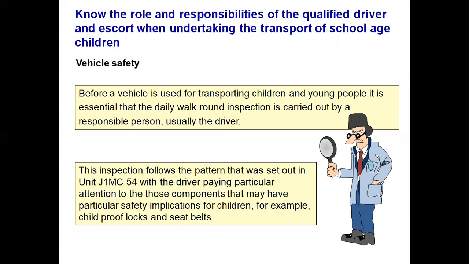So, vehicle safety. Before a vehicle is used for transporting children and young people, it is essential that the daily walk-round inspection is carried out by the responsible person, which will be the driver. As I've said, should you find a fault on that vehicle, you take it out of service and replace it with another vehicle. The inspection pattern follows that as set out in Unit J1 MC54, which I refer to as Unit 4, with the driver paying particular attention to those components that may have particular safety implications. For example, child-proof locks and, of course, seat belts.